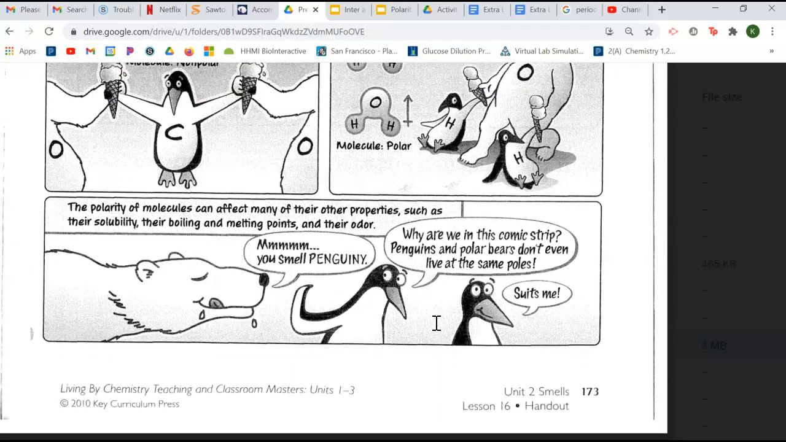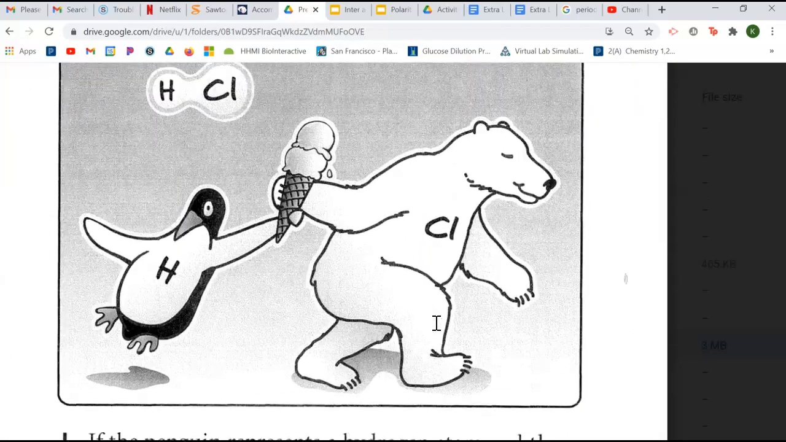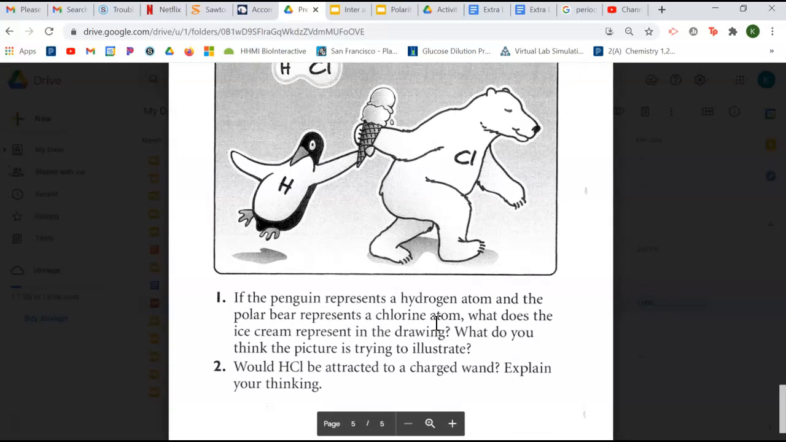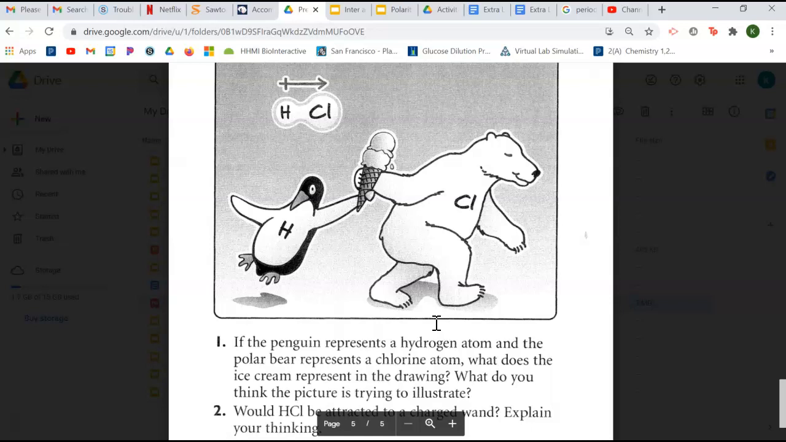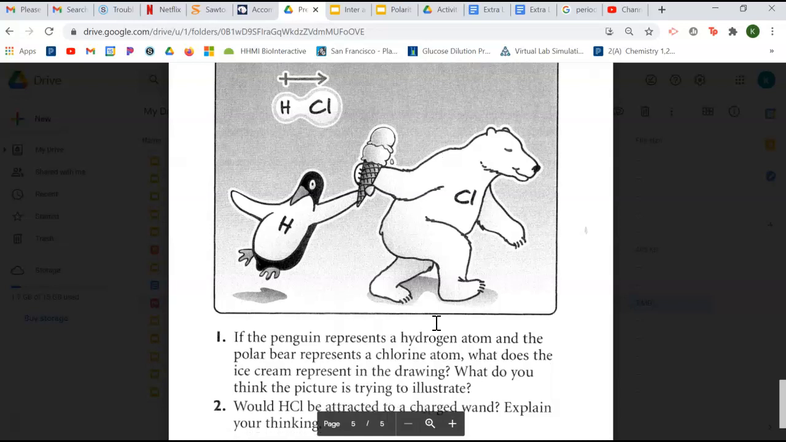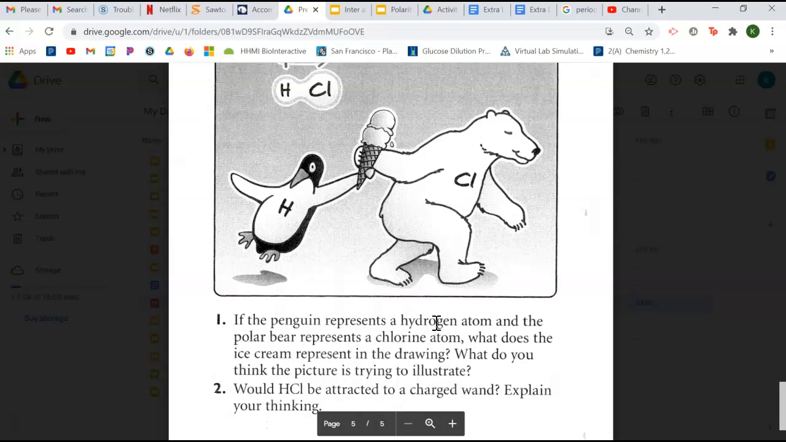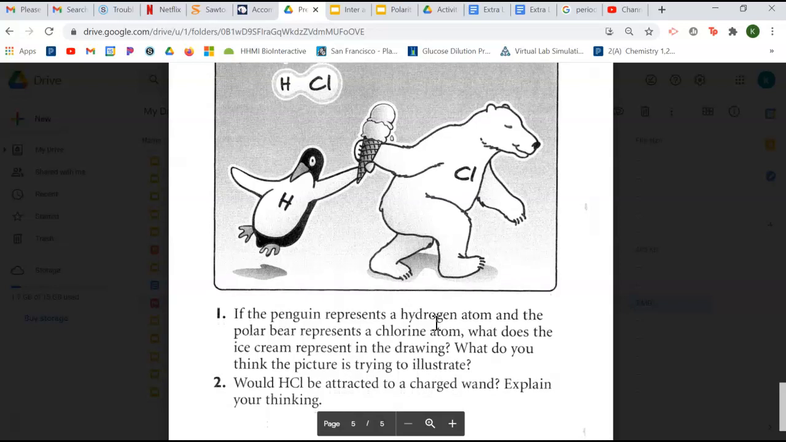So, having said that, let's end with a couple of thought questions. I'll reduce the size. If a penguin represented a hydrogen atom and the polar bear represented a chlorine atom, what does the ice cream represent in the drawing? And what do you think the picture is trying to illustrate? What type of bond? And lastly, would hydrogen chloride be attracted to a charged wand that has a charge? What would you think your answer to be?